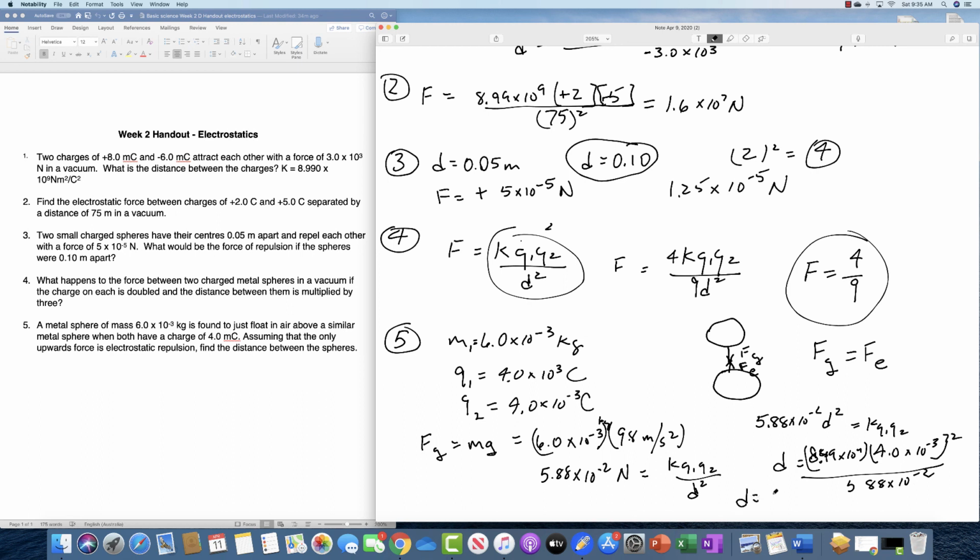the distance here is going to equal 2.4, two significant figures, times 10 to the 6th meters. 2.4 times 10 to the 6th meters.